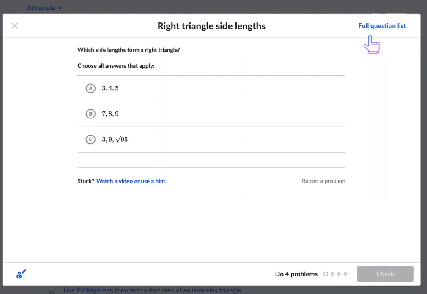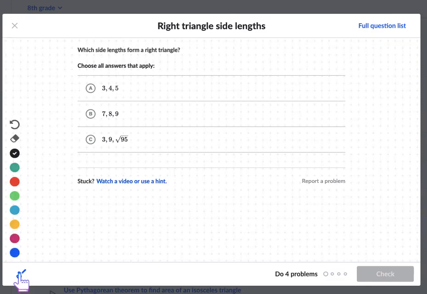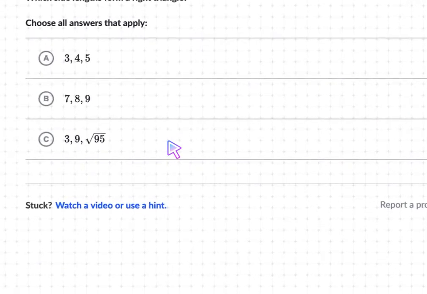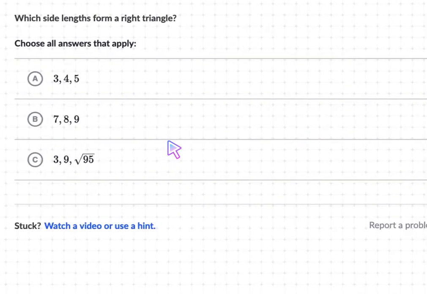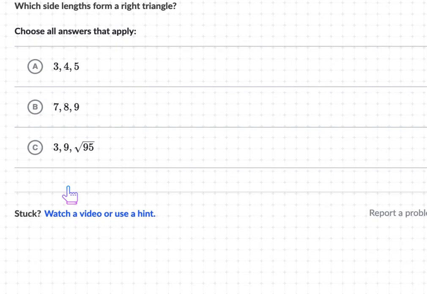The last type of problem that you could be asked is if they give you all 3 sides, and they want to know which side lengths, A, B, or C, actually form a right triangle. So these are all side lengths, 3 sides of a triangle. They want to know which one of these 3 is actually a right triangle. So that means it has to follow a squared plus b squared equals c squared, the Pythagorean theorem. So what I would do is just try out A.